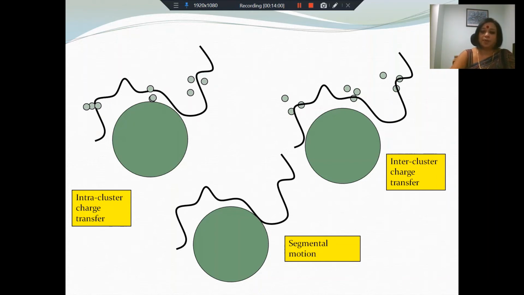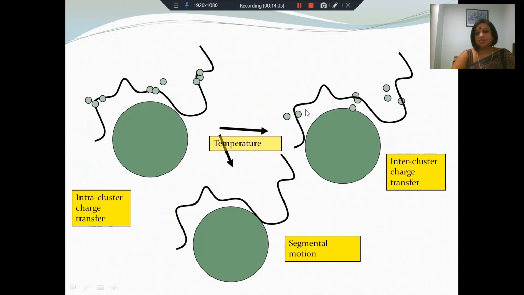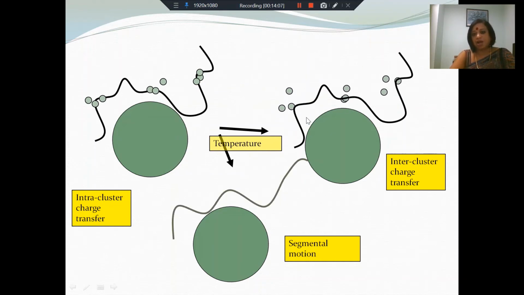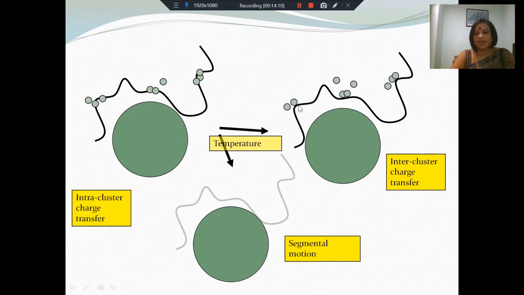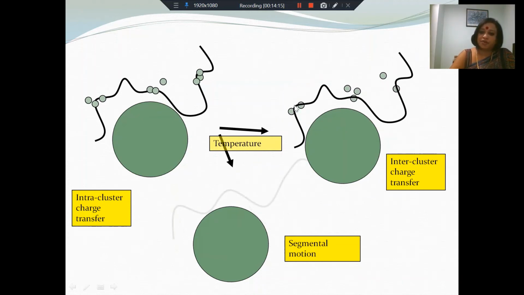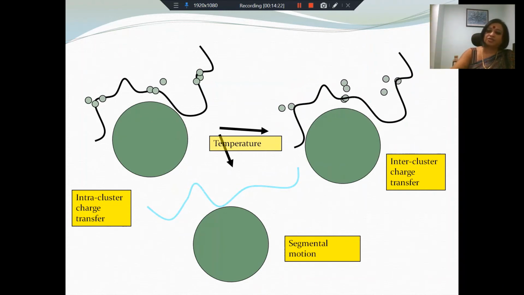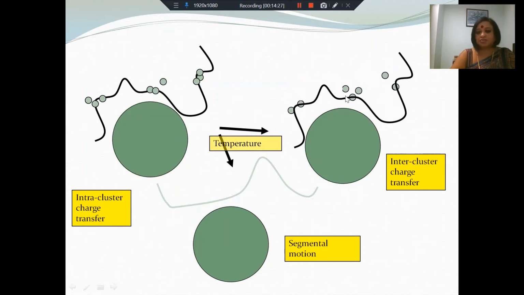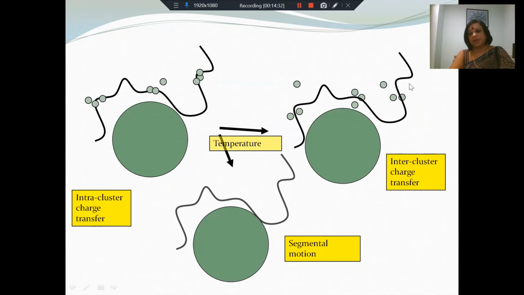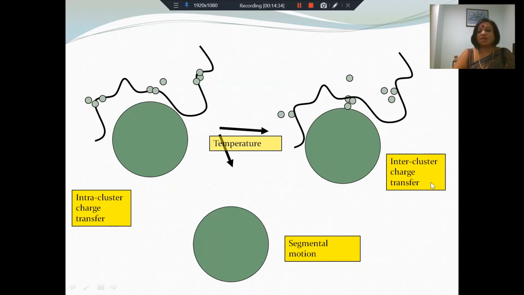However, if you apply more temperature, what can happen is, as you see here, some intra-cluster charge transfer continues, but at the same time, one of the charge particles may acquire enough energy to transfer from this cluster to the next cluster. However, it does not have enough energy to go from here to the other electrode. There is just sufficient energy for a charge to transfer from this cluster to the neighboring cluster. Similarly, another charge will transfer from this cluster to the neighboring cluster. This is called intercluster charge transfer.